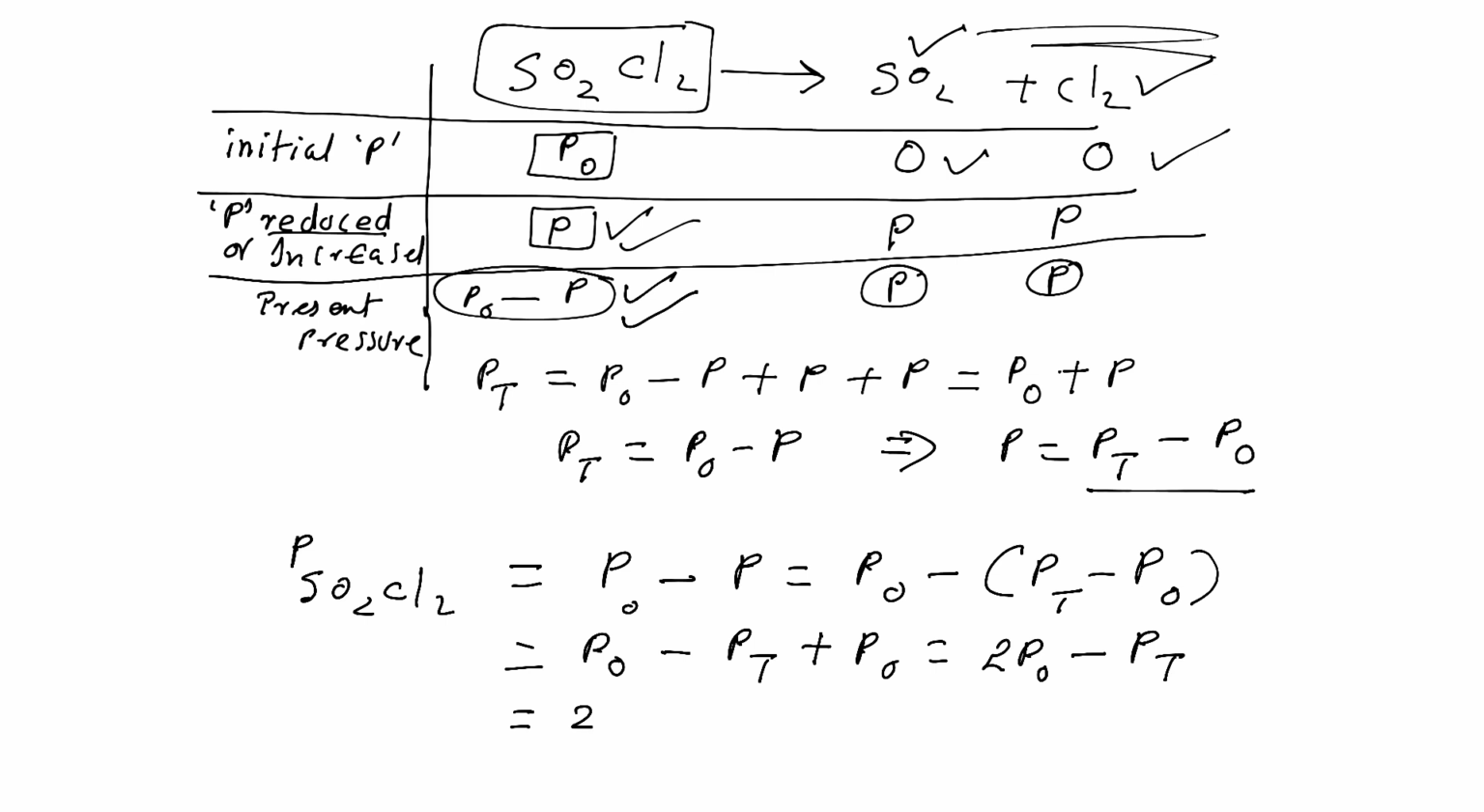All values are there with you, right? What is P0? Check the question. P0 value is given as 0.5. 2 into 0.5 minus Pt, and Pt value is given. You have to find the rate of reaction when Pt is 0.65 atm. That's the question, right? So it is 0.65. Now 2 into 0.5 is 1. 1 minus 0.65 is 0.35. Clear? Understood? So we got the present pressure of SO₂Cl₂.